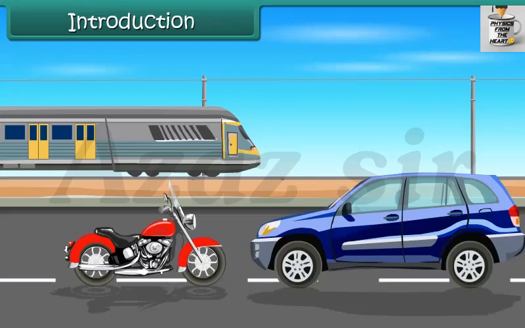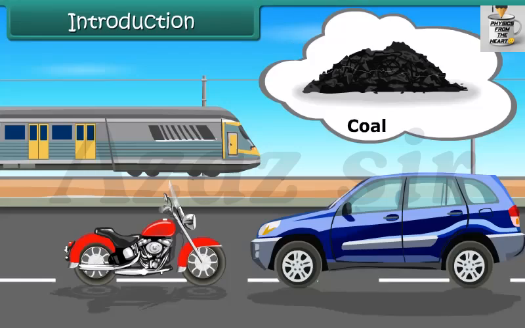The fuel can either be coal or petroleum products. They provide energy for vehicles to move. In this module, we are going to learn more about these natural energy resources.